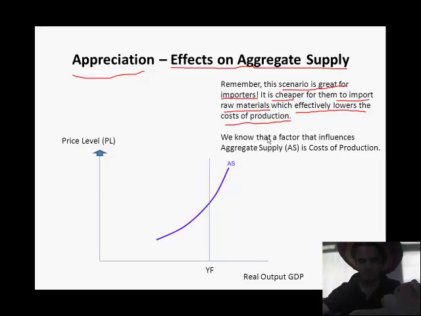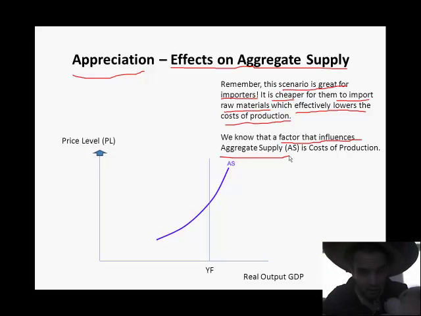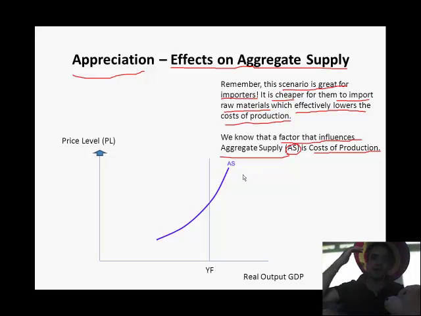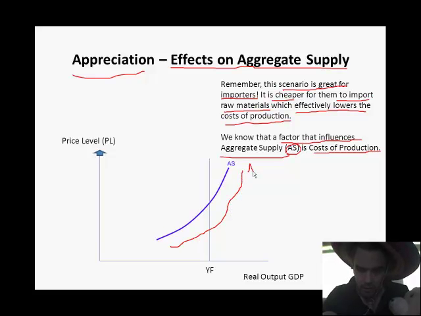And we know that a factor that influences the aggregate supply curve, AS, is cost of production. So what's going to happen to our aggregate supply curve if the New Zealand dollar appreciates? It's cheaper for firms to import, cheaper for them to produce. That means they are willing and able to supply more. So the aggregate supply curve, AS dash, is going to shift outward. Once again, remember your lines are prettier than mine.